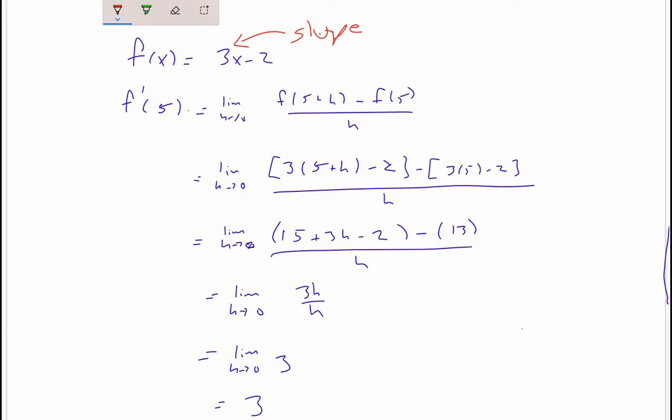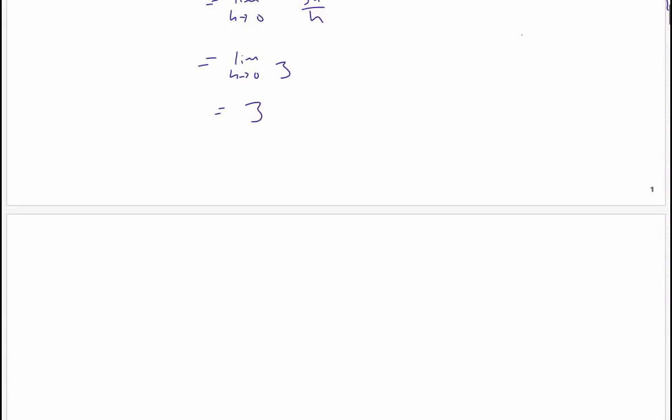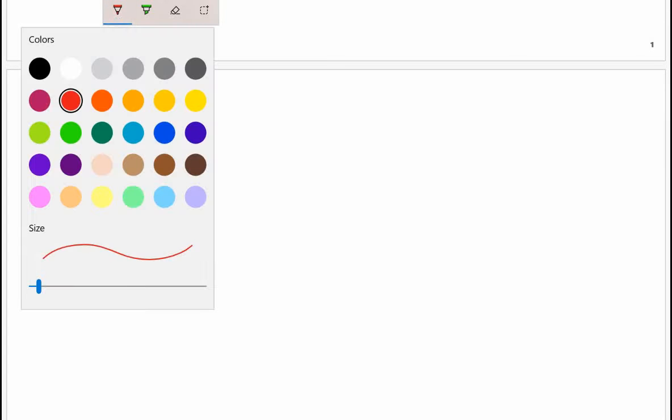Okay? We know the slope is 3 at that point, and in fact, at every point for a linear function. So whether I put in 5 or 12 or whatever, it better turn out to be 3. So let's do one that's a little bit harder, one that has something that's changing.